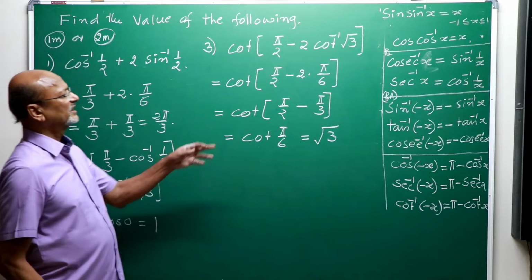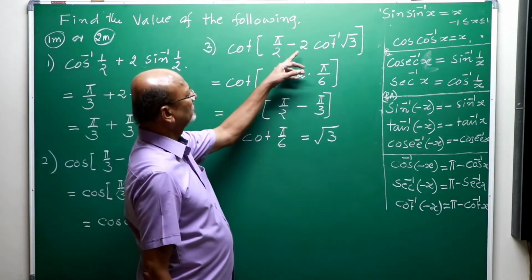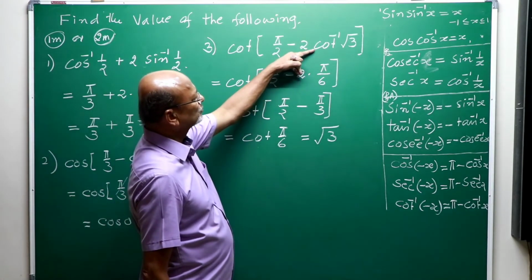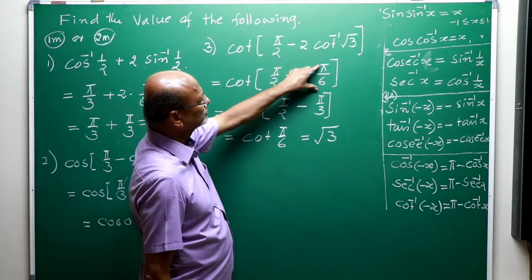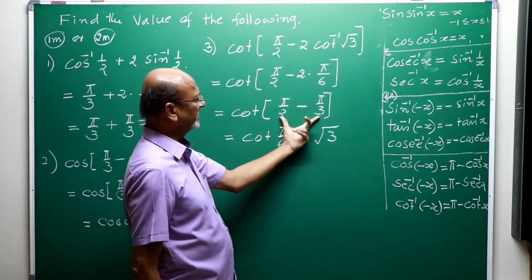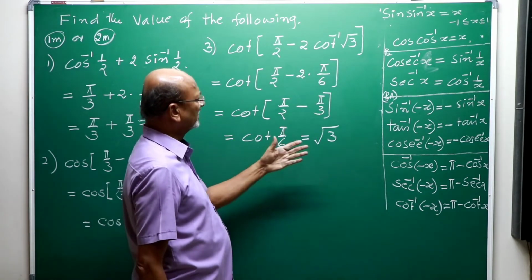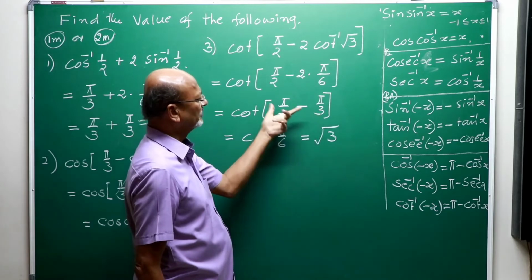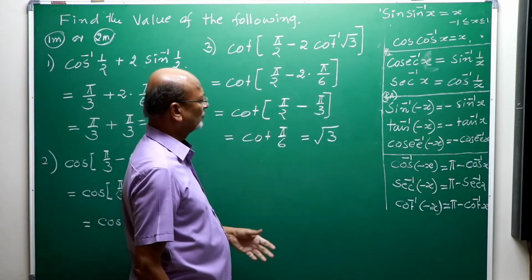Yes, my friend, what is done? Pi by 2 minus 2 cot inverse root 3. It is an angle whose cot is root 3, that is pi by 6. Simplification, pi by 3. 90 minus 60, 30. Otherwise, LCM cross: 3 minus 2 is 1, root 3.